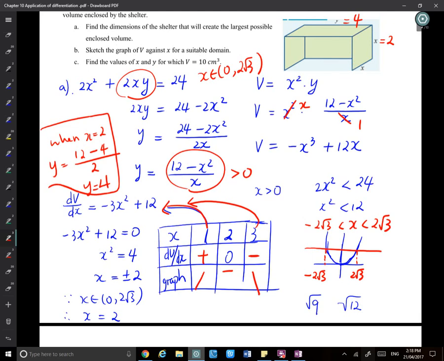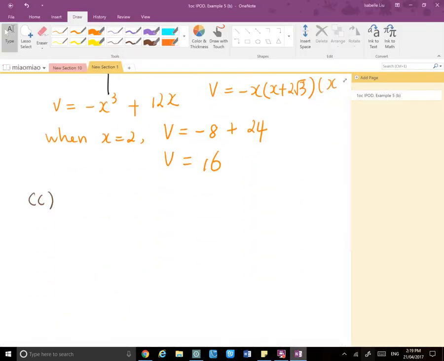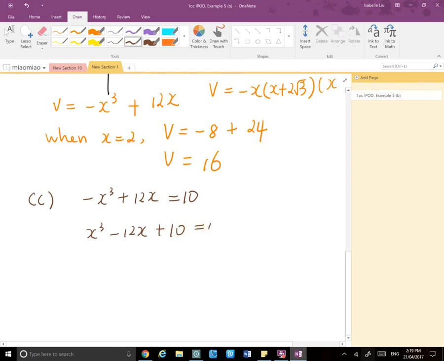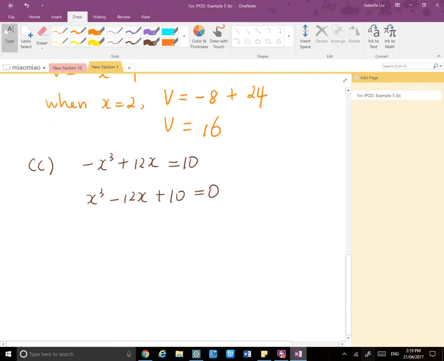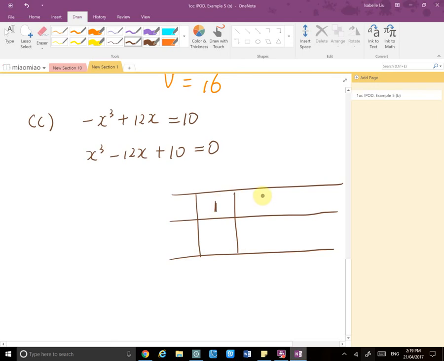For C, find the values of x and y when V equals 10. Minus x cubed plus 12x equals 10. So x cubed minus 12x plus 10 equals 0. We want to solve for a cubic. How do we solve for a cubic? We need to factorize that. I use this method.